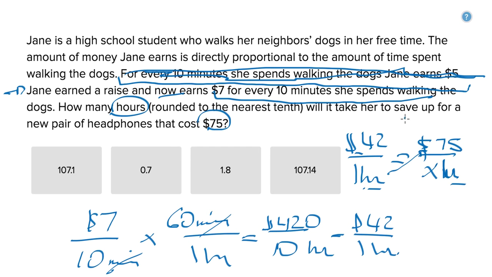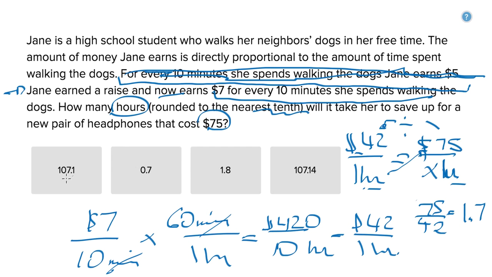Okay, so let's go ahead and cross multiply. 1 times 75, and then divide that by the remaining number, 42. So that's basically just saying 75 divided by 42 will give you the number of hours here. So if you do 75 divided by 42, you should get a number equaling 1.7 something something something.